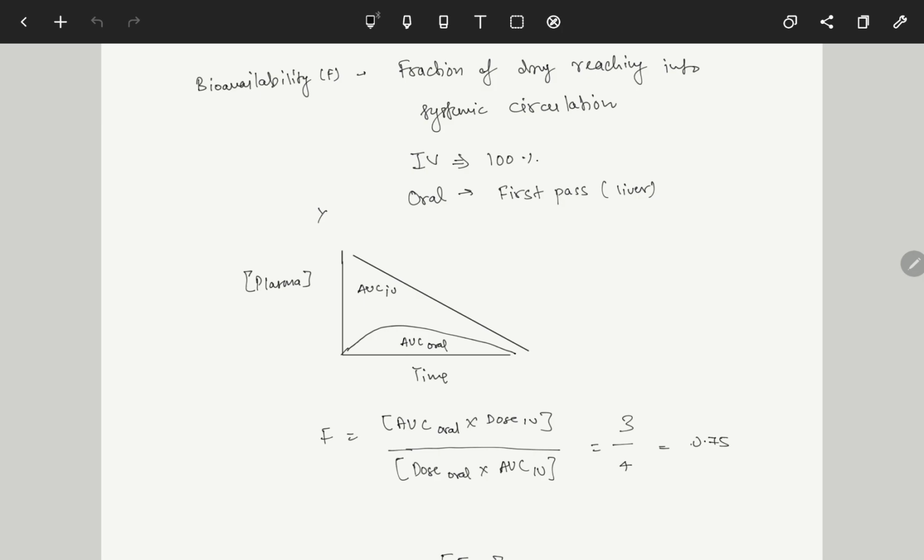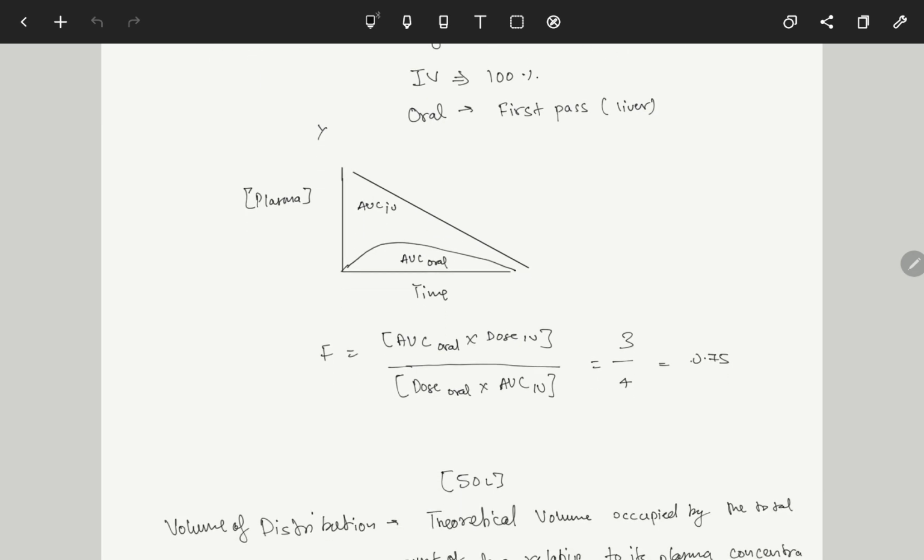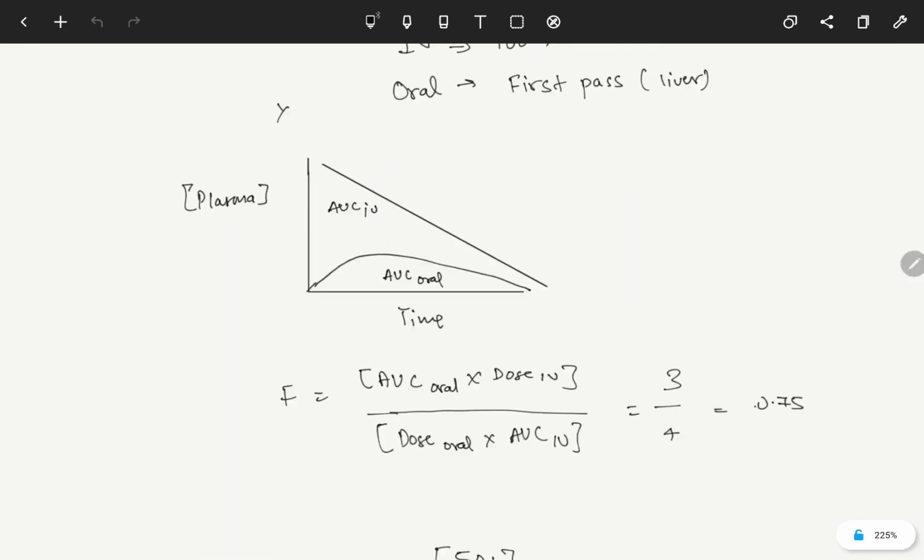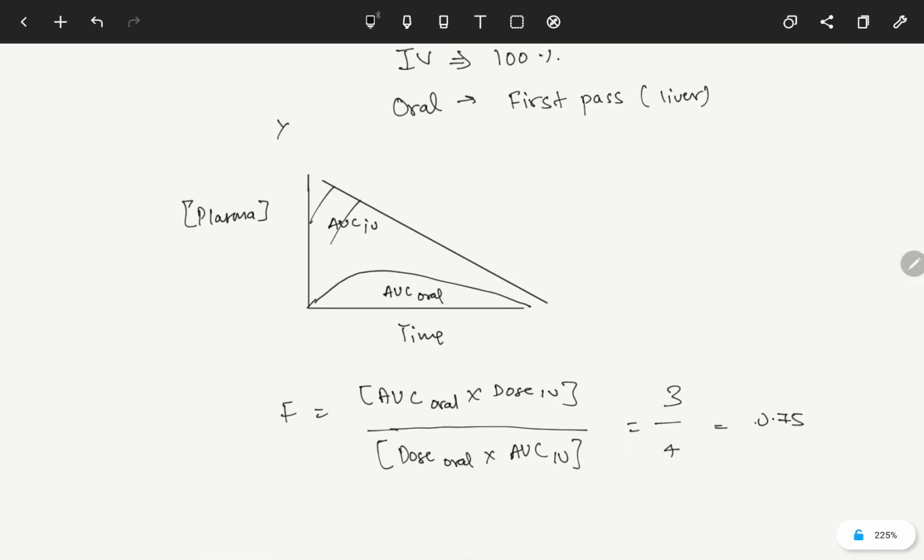This is the practical application of the absorption concept, and so this is the graph. On the y-axis we have plasma concentration of a drug, and on the x-axis we have time. This is the area under the curve for IV. It starts from 100% because with IV there is no need for absorption. This is the area under the curve for oral. It starts slowly because the drug reaches your GI tract, then it is slowly absorbed, then it reaches a certain maximum, then it decreases again.